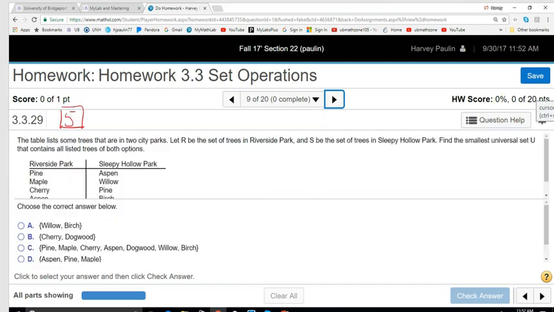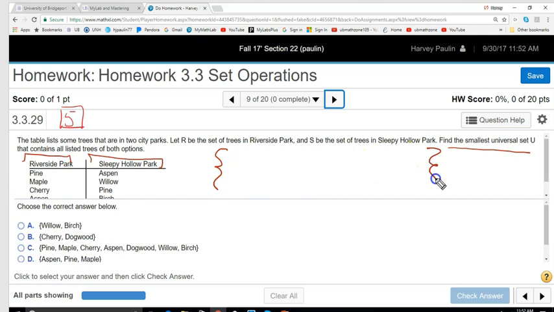Now, for number 5, this is similar to one we had earlier in a previous lesson, where here's a certain park, and there is a certain park, and they're wondering, find the smallest universal set U that contains the listing of trees in both parks.